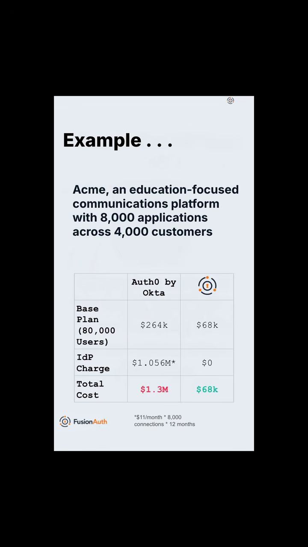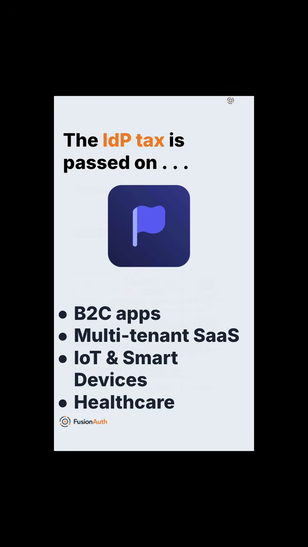and that amounts to $1 million extra surcharge, right? And the worst part is that the IDP tax is passed on and penalizes companies with consumer-facing apps that have high user volume, multi-tenant SaaS companies that provide services to thousands of businesses, and IoT and smart devices that require machine-to-machine connections.